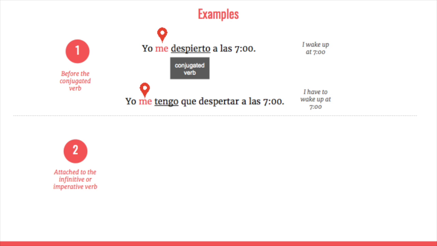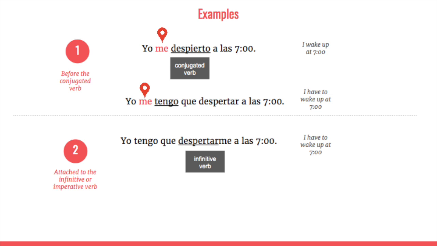Now the second rule, it's attached to the infinitive or imperative verb. For example, yo tengo que despertarme a las 7. So this sentence has exactly the same meaning as the previous one. I have to wake up at 7. But here we are putting me after the infinitive verb. Remember that when we say I have to, we say, for example, yo tengo que, and then the infinitive verb. For example, yo tengo que comer.